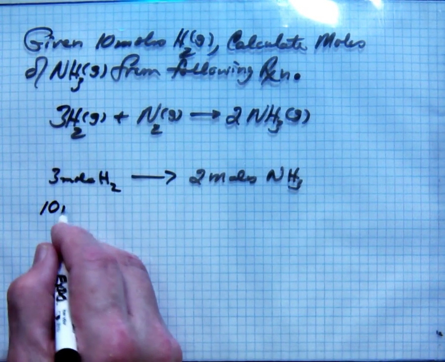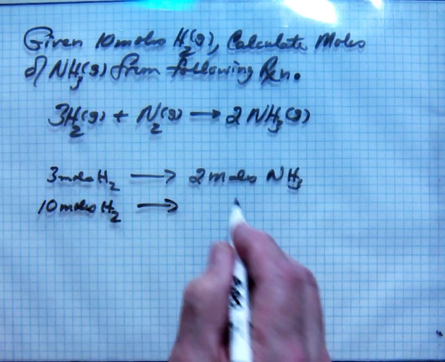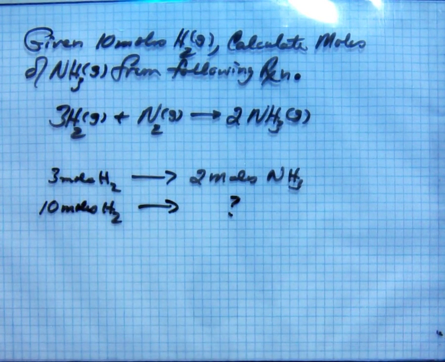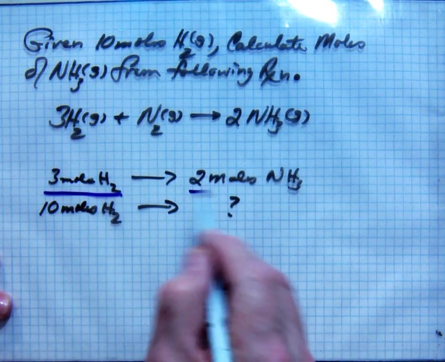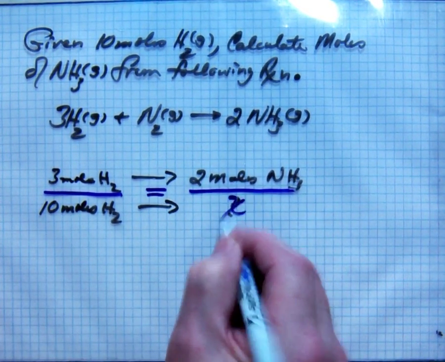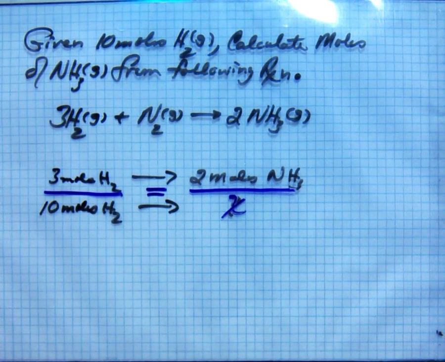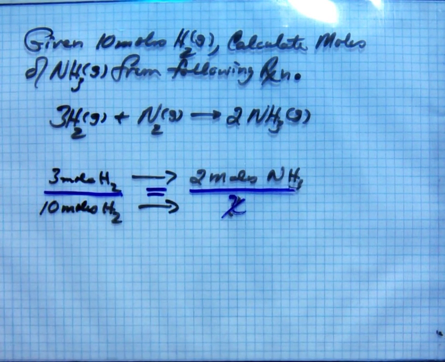And then under that, I can say 10 moles hydrogen will give me what? So I've set up a little relationship here that can be translated into a ratio. All you have to do is simply put a line between these two and an equal sign and turn that into an x, and you have a simple ratio. You can cross multiply and solve for the unknown.